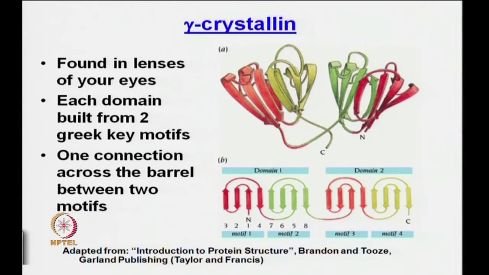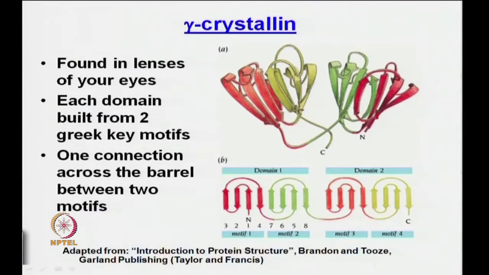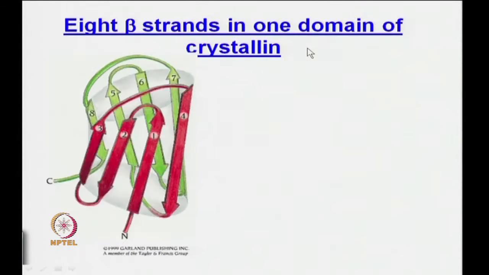Okay. So, moving on, let us look at this one domain. This is one domain, remember. I am just taking one domain, it does not matter which one I take, whether this one or this one. So, now look at this. You can look at the strands, you have strand 1, strand 2, strand 3, then strand 4, then you have strand 5, 6, 7, 8. See how different this is from the up and down barrel. What did we say in the up and down barrel?